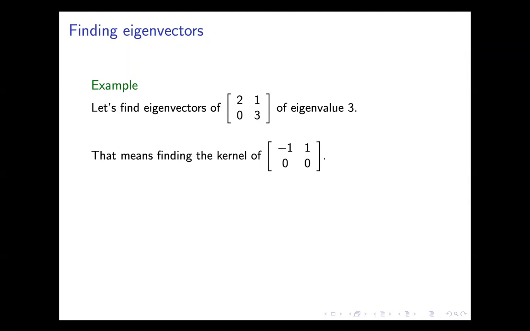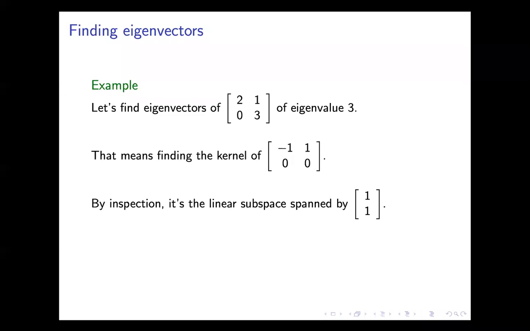That means that if this matrix is A, then A minus 3 times the identity matrix gives us this matrix: negative 1, 1, 0, 0. So we need to find the kernel of that matrix. In this simple example, it's clear that this kernel is spanned by the vector 1, 1, right? If you multiply this matrix by this vector or its scalar multiples, you'll always get 0.